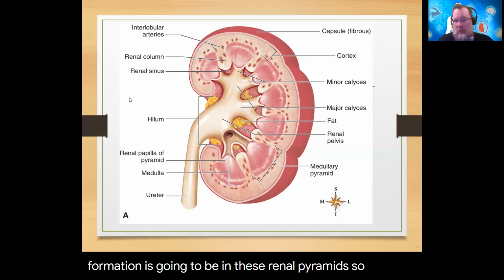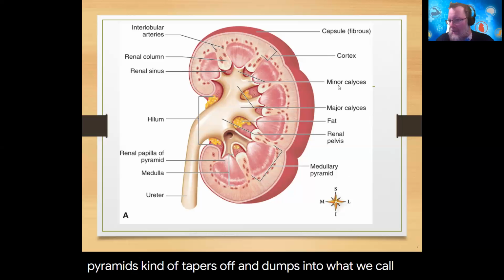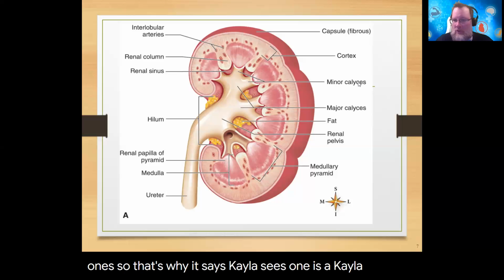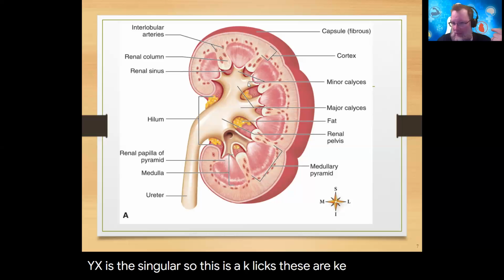So as blood's coming in and we're filtering some of that plasma and creating urine, we're collecting it initially in these renal pyramids. And then each of these pyramids tapers off and dumps into what we call a minor calyx. This is the plural, so it's pointing to two different ones. That's why it says calyces. One is a calyx. You would see the C-E-S get dropped and an X on there. So C-A-L-Y-X is the singular. So this is a calyx. These are calyces. All right.